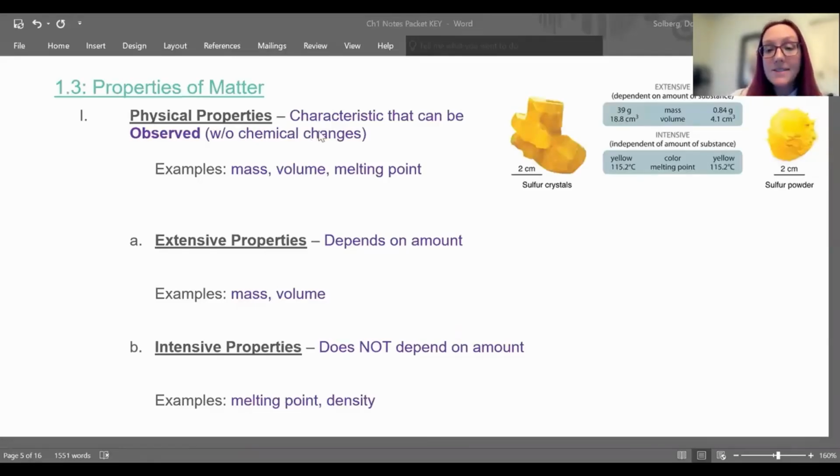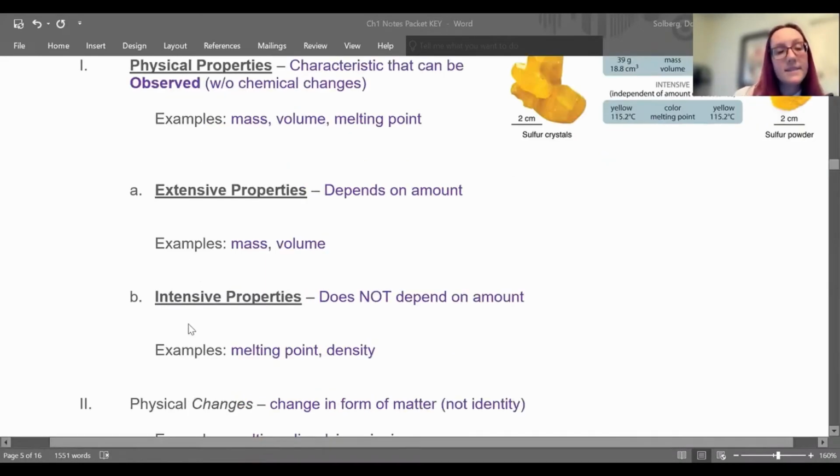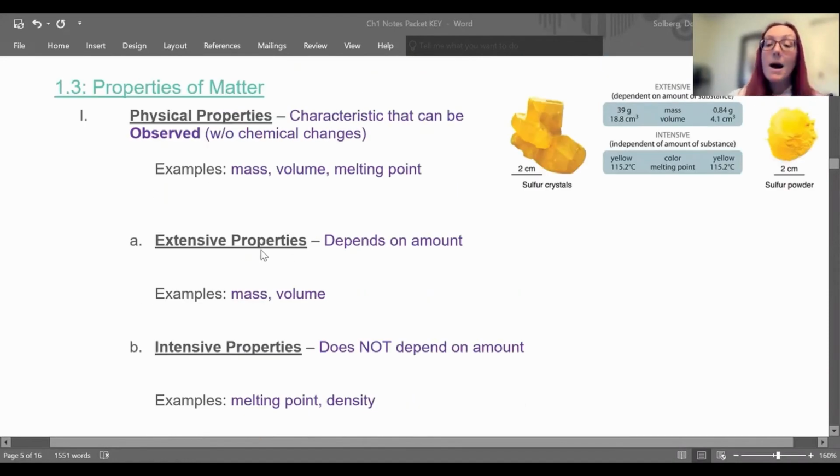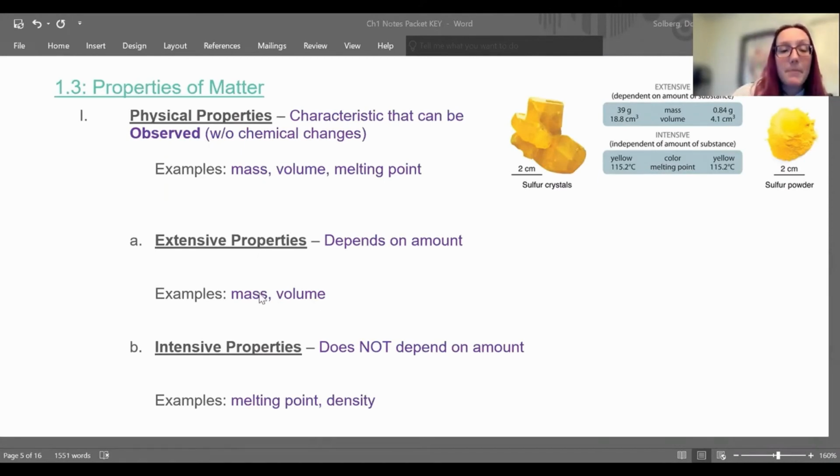Now, physical properties can also be broken down. There are extensive properties and intensive properties. An extensive property depends on the amount of substance you have, i.e. mass, volume. If you have a substance and you measure its mass, it's going to change when you have different amounts, right? If you have 2 grams versus 5 grams, you have a different mass for different amounts, a different volume for different amounts.